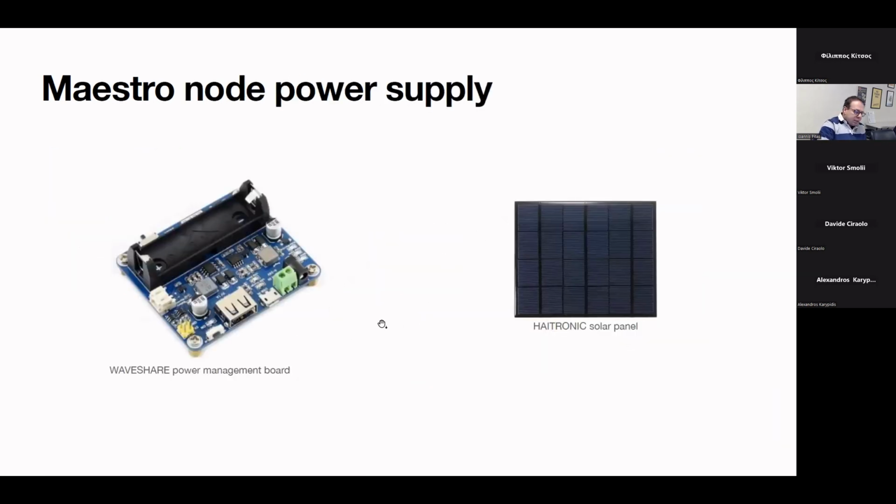For the power management, we have integrated a solar panel and a power management unit, which has a rechargeable battery. And here the challenge is to properly configure this circuit such that it will be possible to recharge the battery in periods when we have sunshine.